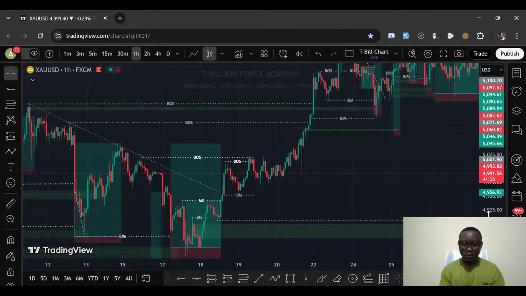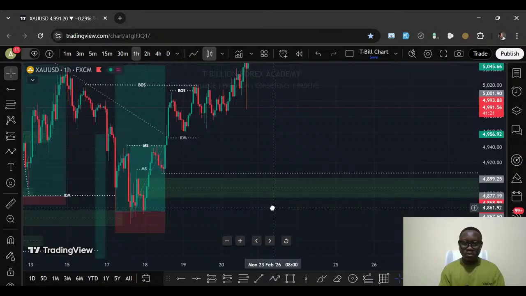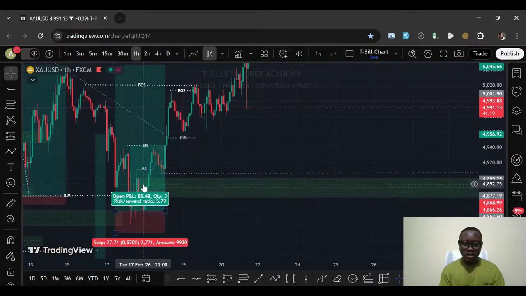Sorry, our breaker block, basically, not an order block. This is a breaker block. So we are basically waiting for price to tap into it. Here's our inducement. This is our breaker block.